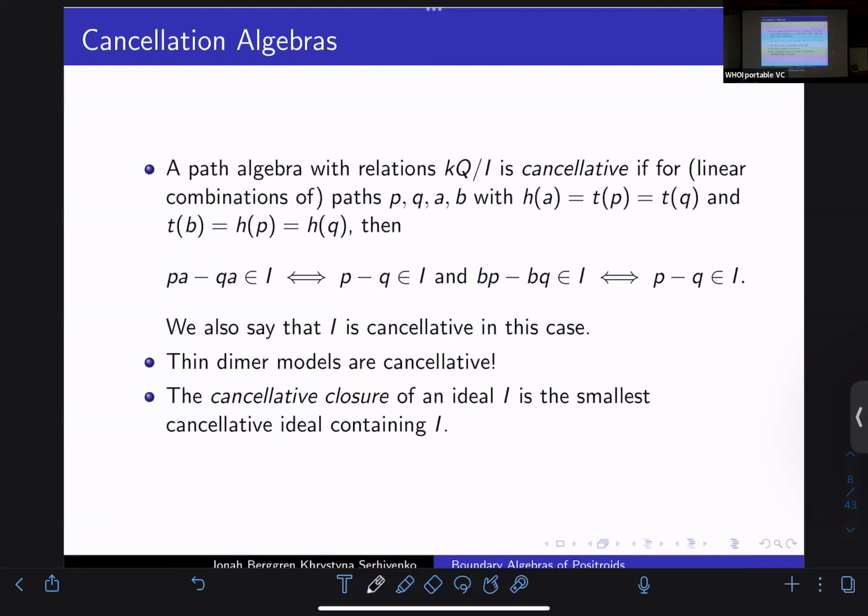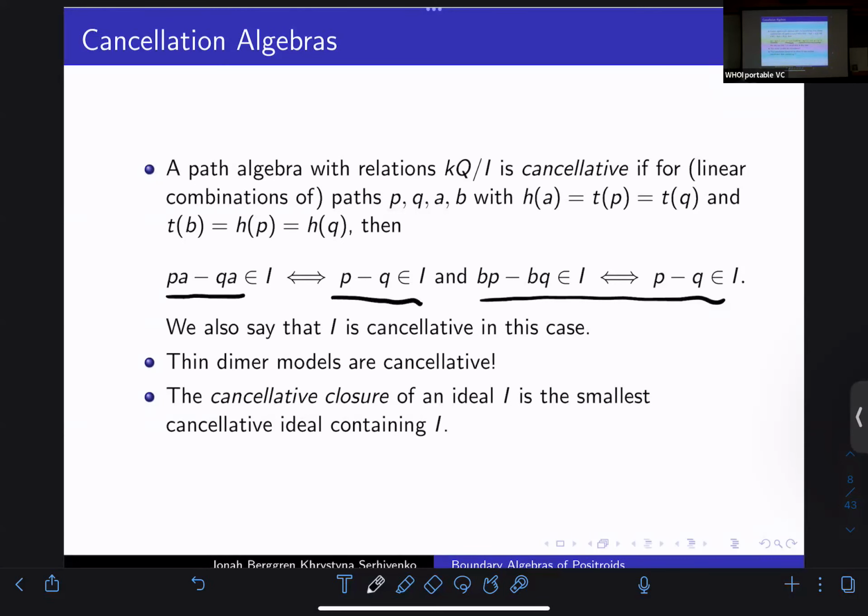This means that we can just cancel paths. I phrased this in terms of ideals here, but really this statement means that if I have paths P and Q, and they compose with some path A, then PA is equal to QA if and only if P is equal to Q. And similarly, the same thing works with precomposition. So BP is equal to BQ if and only if P is equal to Q.